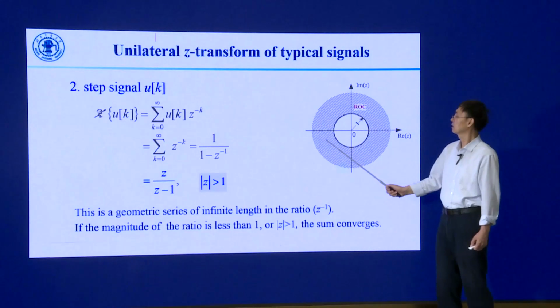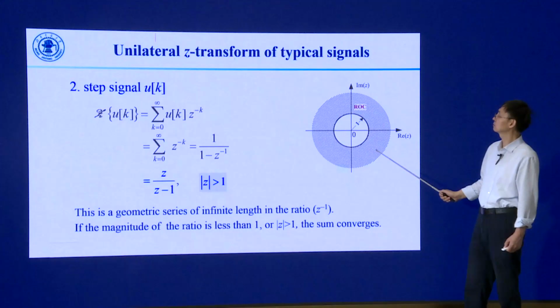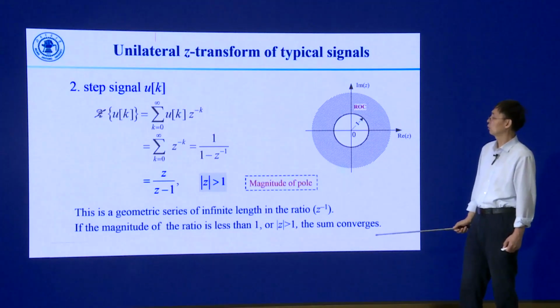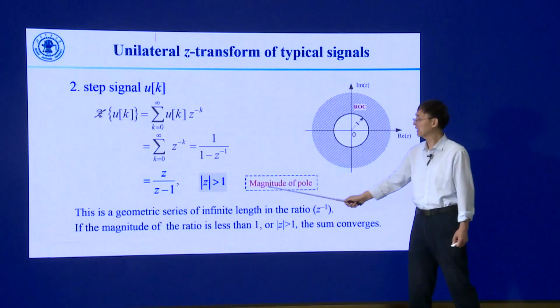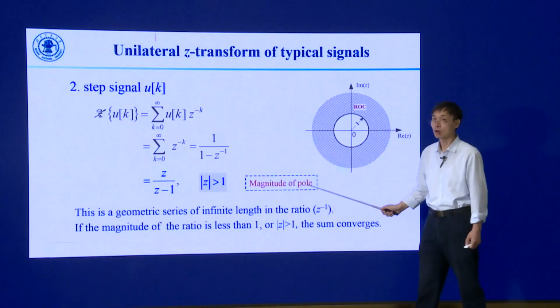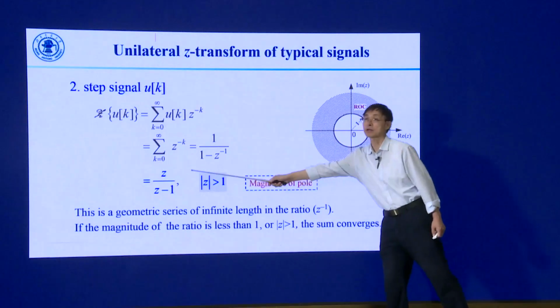We can express it in this picture. We will find this number is the magnitude of the pole. The pole is 1 for this fraction.